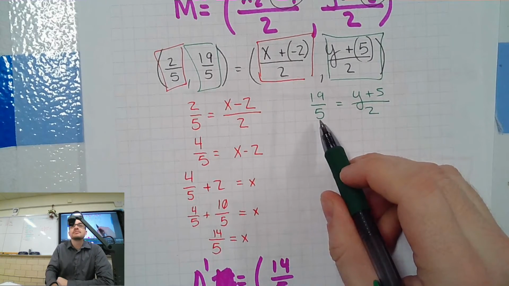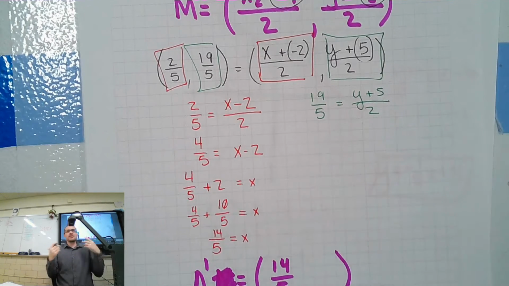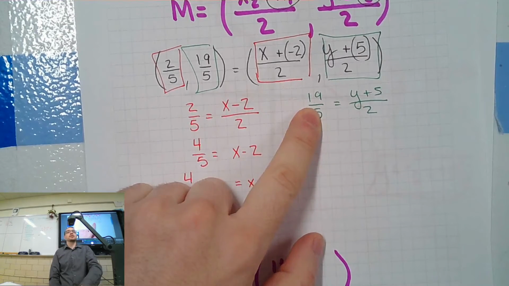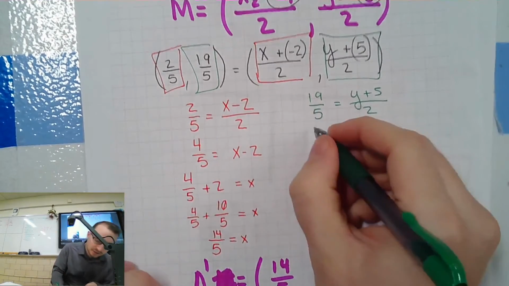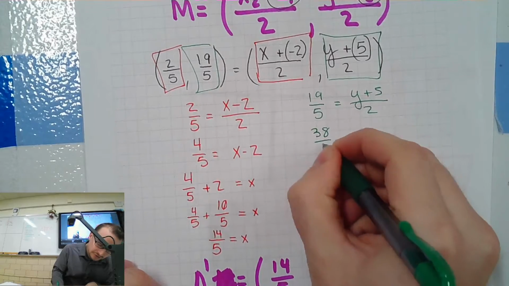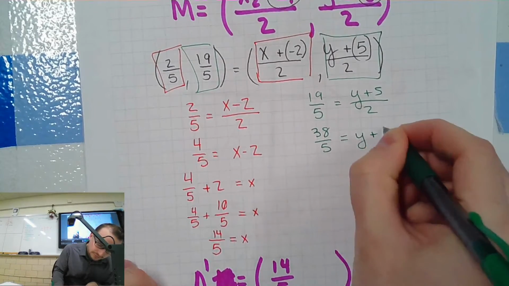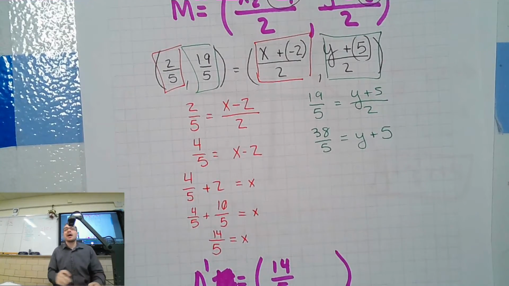Multiply by 2. 19 times 2. Oh, God, that's hard. No, it's not. What's 20 times 2? 40. But we overshot by 2, right? Because we did 1 each time, right? So it's actually going to be 38 fifths. Now what?